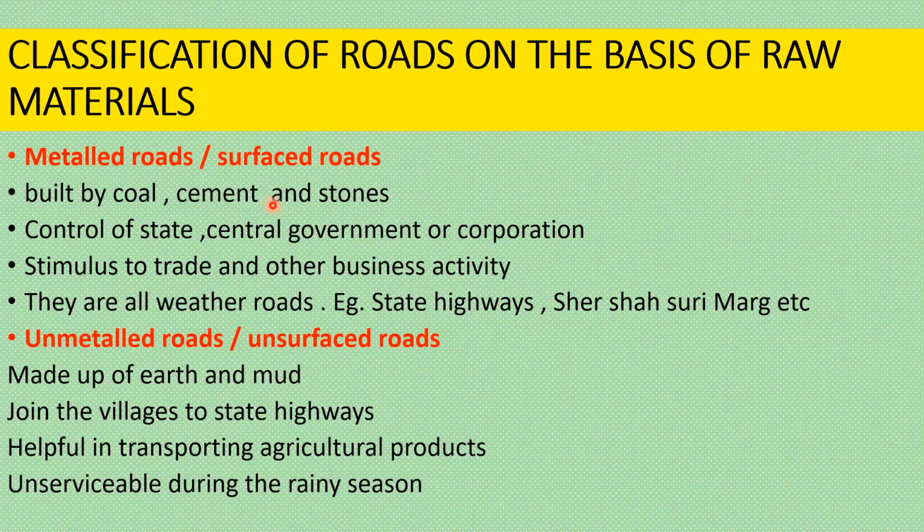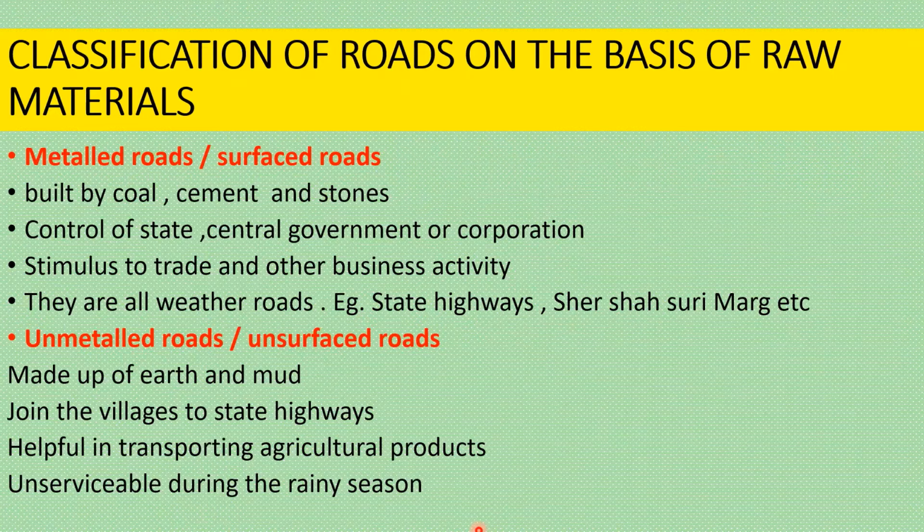These roads are under the control of a state government, the central government, or a corporation. And these roads give a stimulus to trade and other business activities. They are all-weather roads. That is, they are trafficable in all weather seasons. Examples: state highways, Sher Shah Suri Marg, and the roads of Delhi, etc.